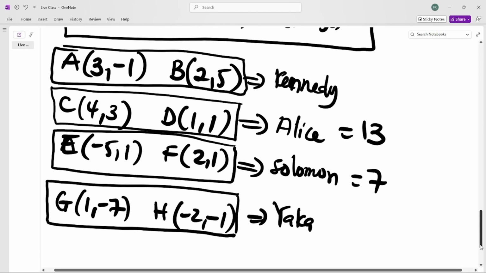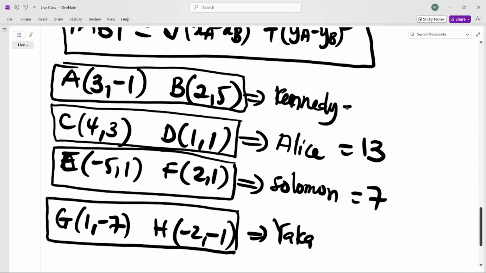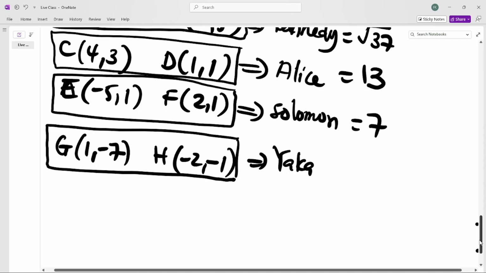Kennedy, I'm waiting. Sir, I got 6.08. Give me the square root of what you get. Square root of 37. Okay. Yes, you can leave it as square roots. That's what they mostly mark. They mostly mark it as the square root of this thing. If it's a square root, leave it like that.